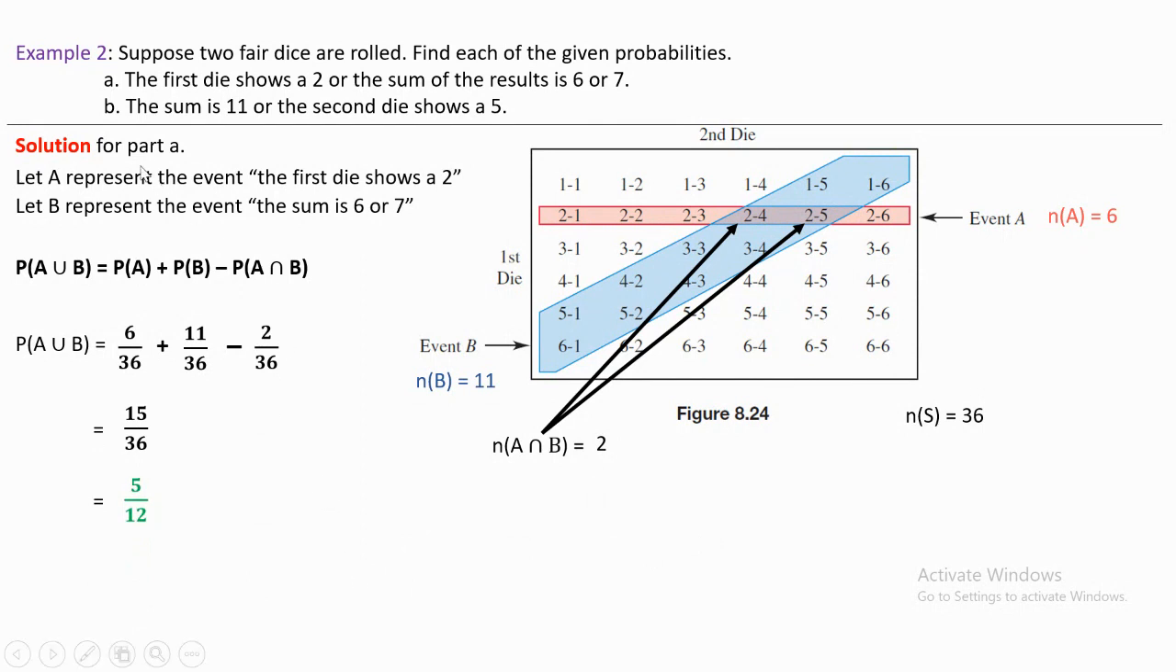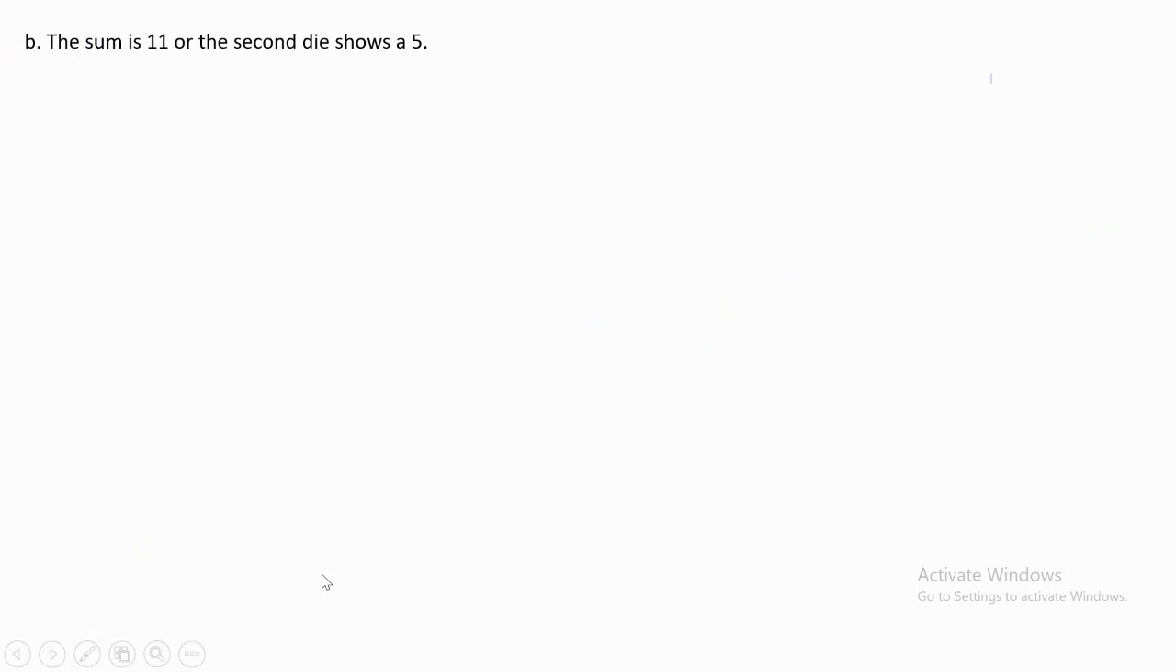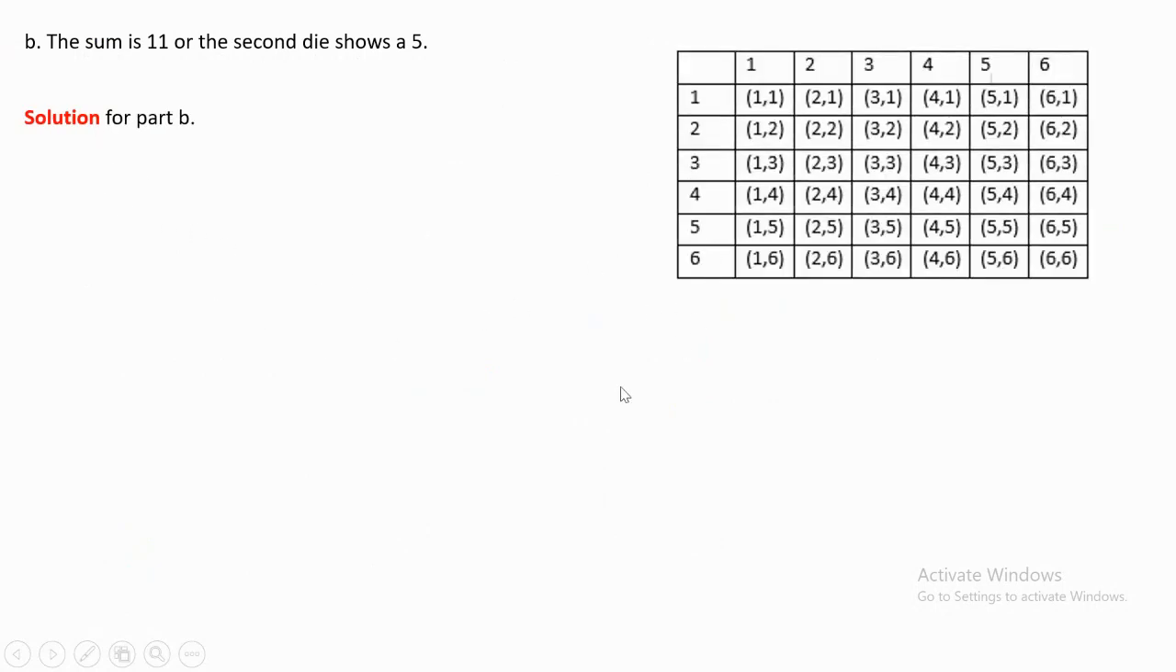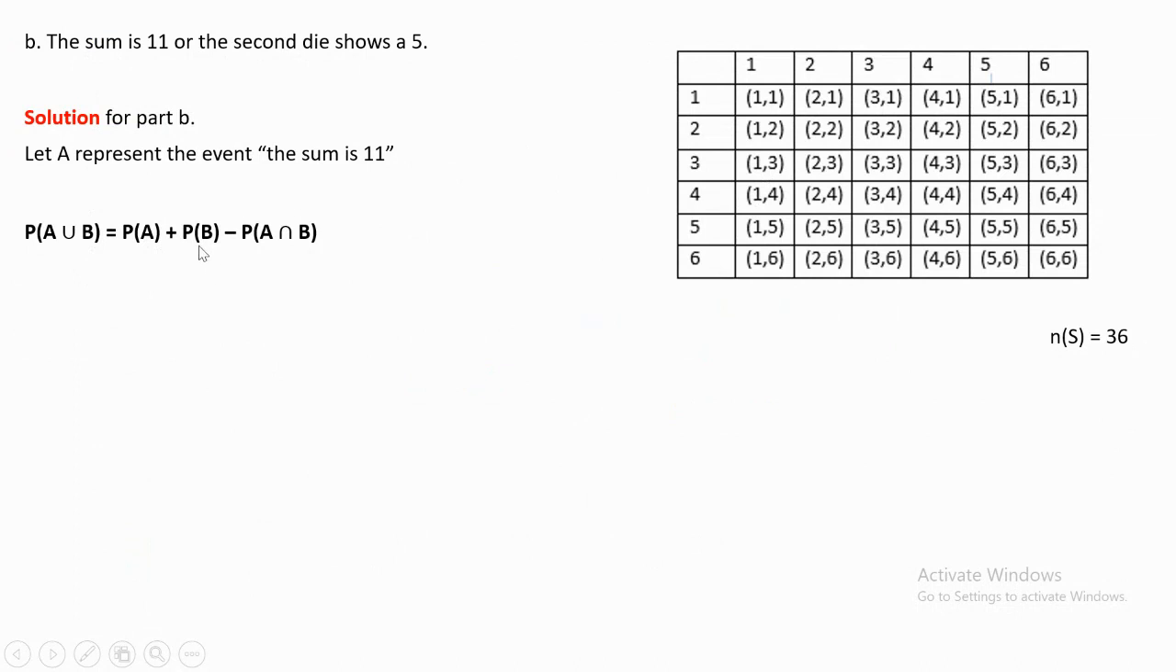Okay. Now let's do the second part, part B. The sum is 11, or the second die shows a 5. So for part B, the sum is 11. So again, the sample space is 36. So again, we use the addition principle. So we're going to let A be the sum is 11, and B be the second die shows a 5. So the 11 will be these two here. The sum is 11.